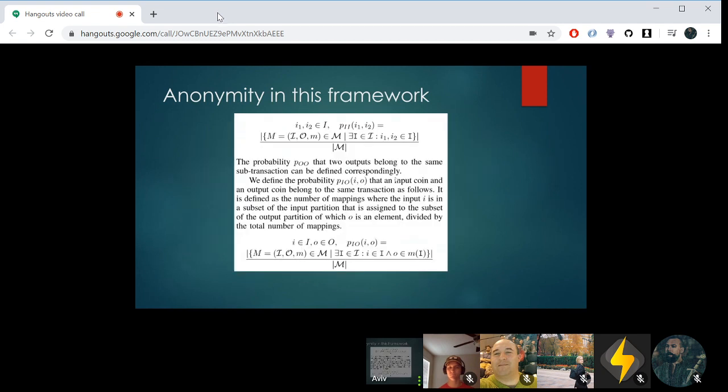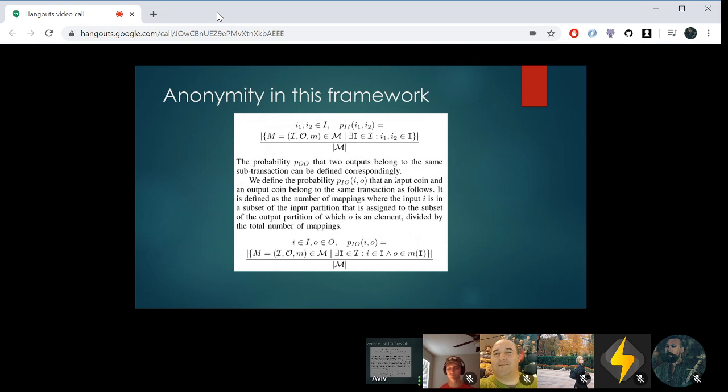And so the paper has this big thing here, but all this fancy equation is saying is that you simply take all possible combinations of a transaction, and that's on the bottom, and on the top you take only the combinations where a particular input and a particular output were together.